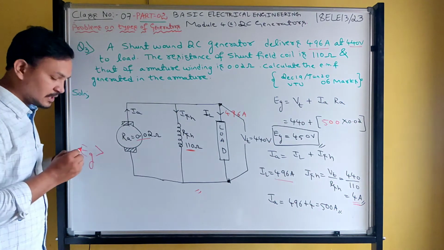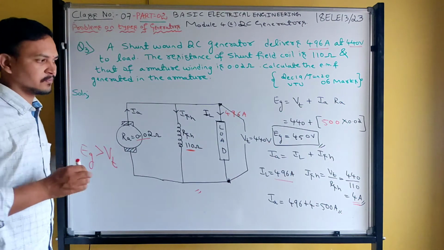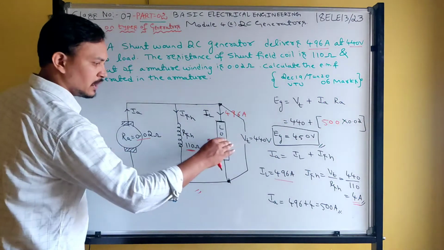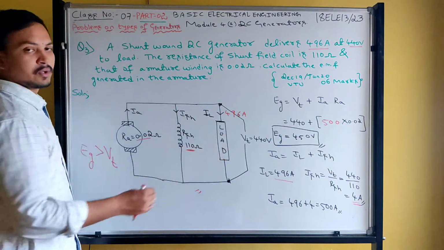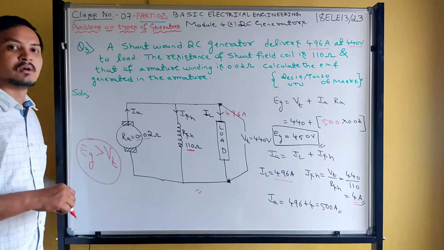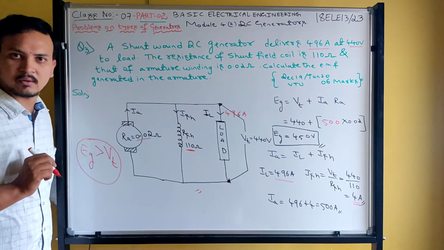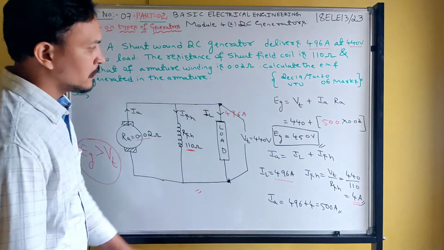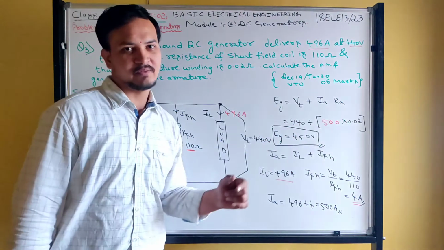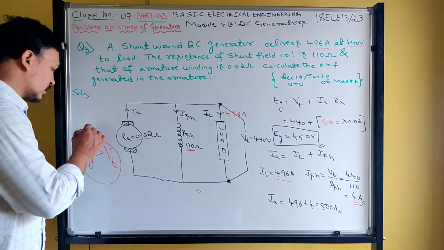Eg value should be more than terminal voltage. Your generated voltage should be higher than load voltage or terminal voltage. You should cross verify this condition whenever you are solving problems on all types of generators. Got it? Look here. What is Vt? 440. What is your Eg? 450. This condition is satisfied. Remember, this is called a concept.